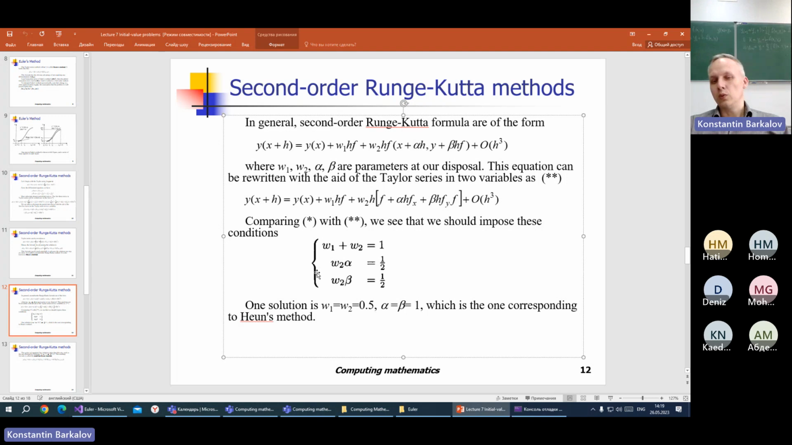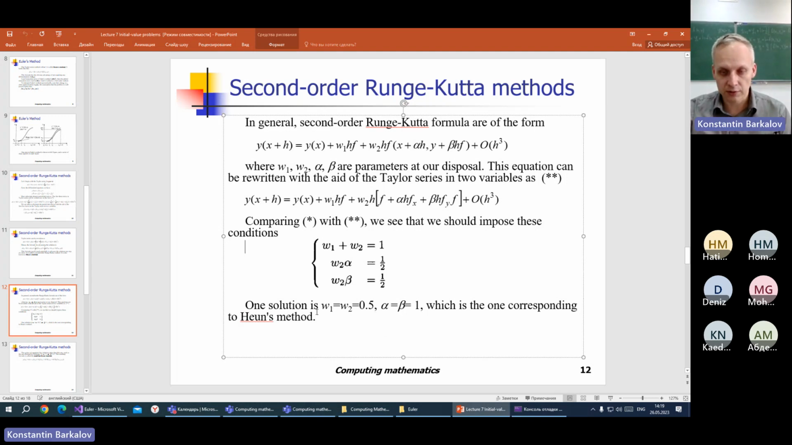So one of the solutions to this system is 0.5 for the first two parameters and 1 for the second two parameters. And this set of parameters corresponds to the Heun method. By the way, as we have 3 conditions for 4 unknowns, there are infinitely many solutions to this system. But from the computational point of view, good solutions are, we have just 2 solutions.